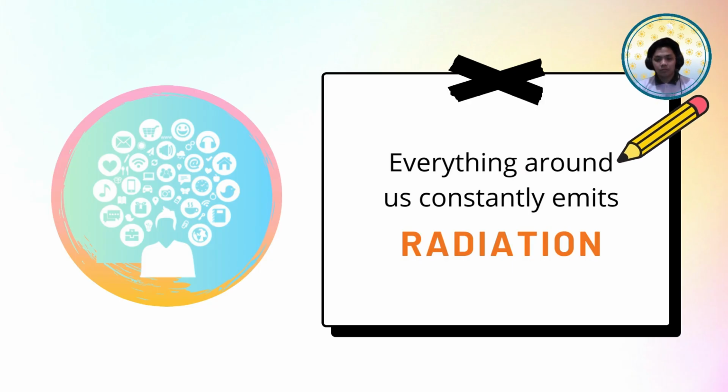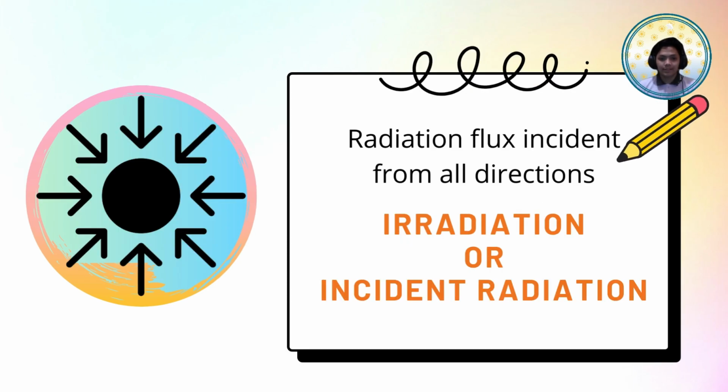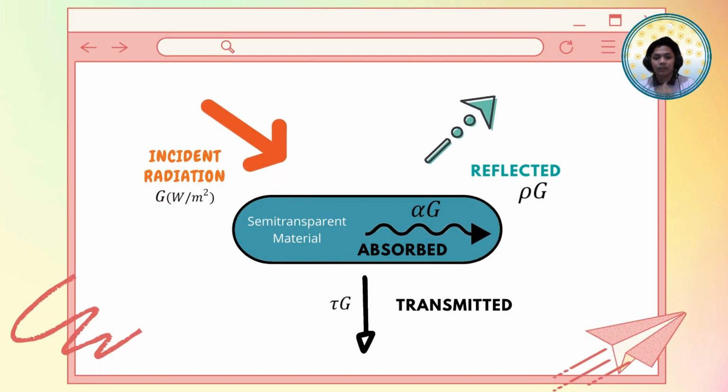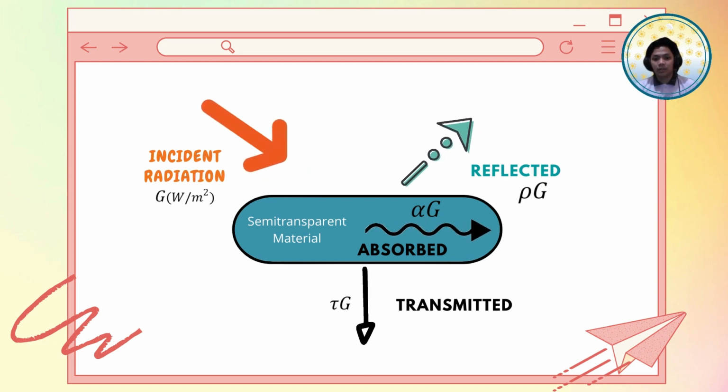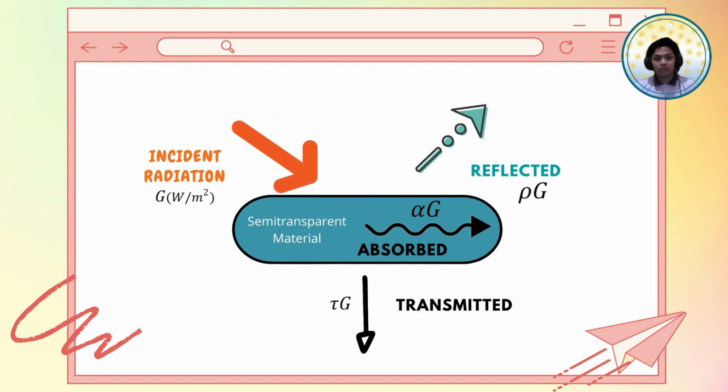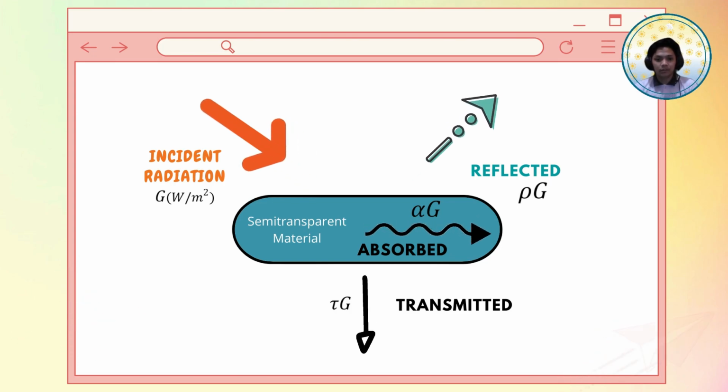By moving on, let us discuss that everything around us constantly emits radiation. Now, this radiation flux incident from all directions is what we call the irradiation or incident radiation, denoted by the symbol G. There are three responses when an incident radiation hits a surface. First, it can be reflected by the surface, or absorbed by the surface, or transmitted by the surface.